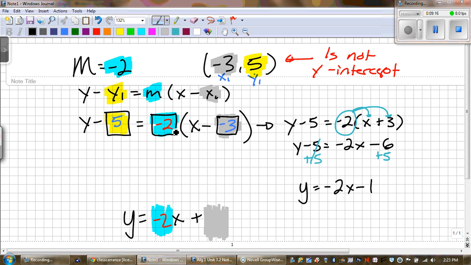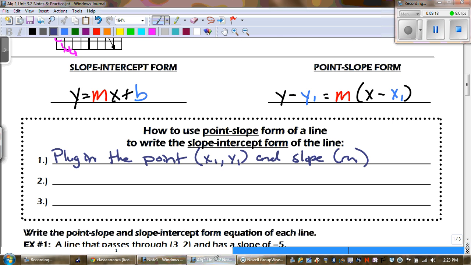After we plugged in, what was the thing that we did over here? Okay, we distributed, okay? So you distribute. All right, and the last thing that we do is we solve for y, okay? Because we want to know what's the slope-intercept form. We want it in y equals mx plus b, okay?